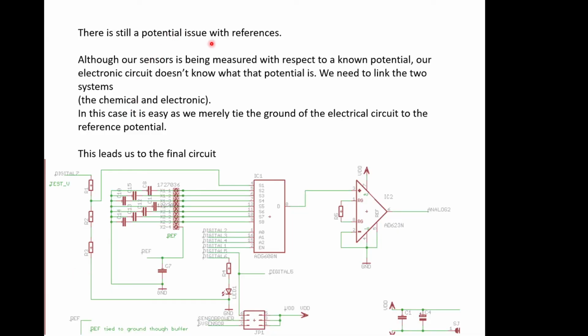And we still have some issues with references, but we won't worry about that. Although our sensor's being measured with respect to a known potential, our electronic circuit doesn't know what that potential is. This is the half battery problem again. So we just need to link the two together. And this case is easy. We just tie the ground of the electrical circuit to the reference potential.